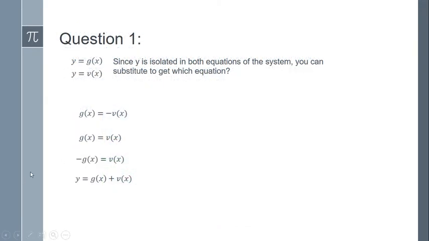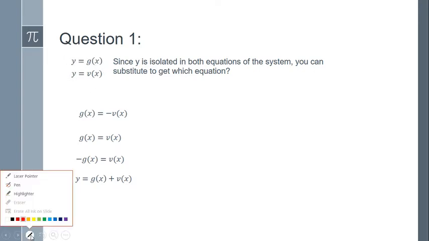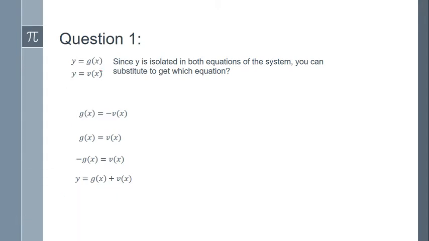All right, so question one simply asks, since the y is isolated in both equations of the system, you can substitute to get which equation? So kind of a silly question here. We can just replace y is v of x and y is g of x. So you can go and replace one of the y's with one of the functions. And so what I want you to get out of here is that I can just set the two functions equal to each other. Right?